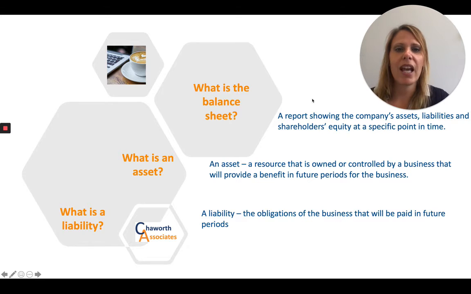Okay, and the other one is cash. So cash in your bank, you've got cash sat there, it's denoted as an asset because it's yours to use to spend in the future. Okay. Now on the flip side, we've got a liability.